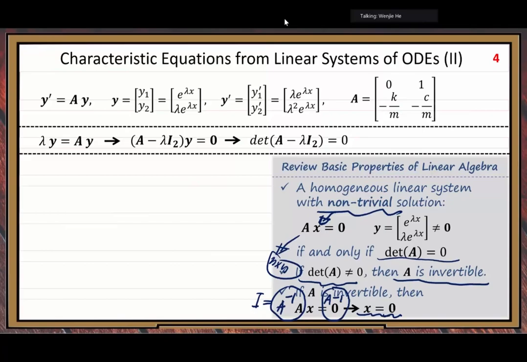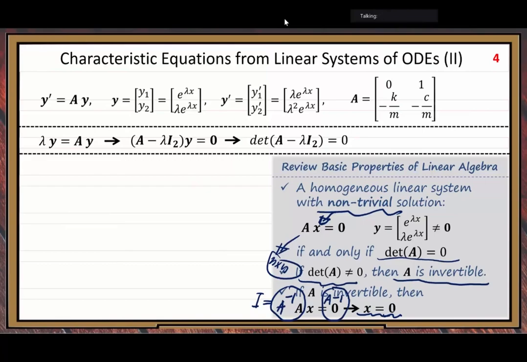This tells us that if A is invertible, then the homogeneous system, A times X equals 0, only has a trivial solution. That homogeneous system does not have a non-trivial solution. Only the trivial solution if A is invertible.